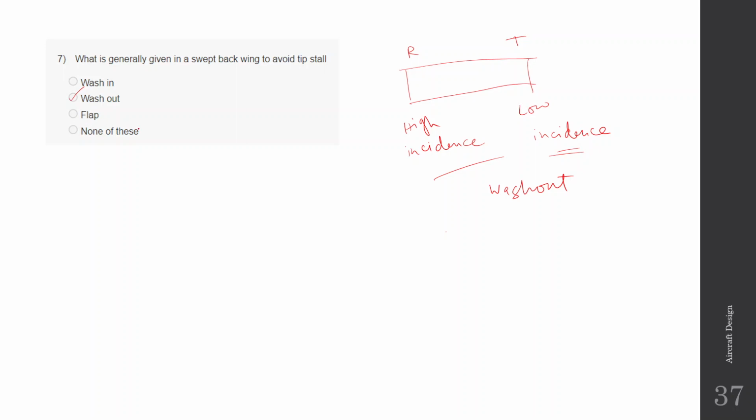Another word written here is flap. Flaps are a kind of high lift device. They also produce high drag. If this is your aerofoil, usually there is a section which can be manipulated and moved down. You can see that this increases the camber of the wing, but it also increases the drag.